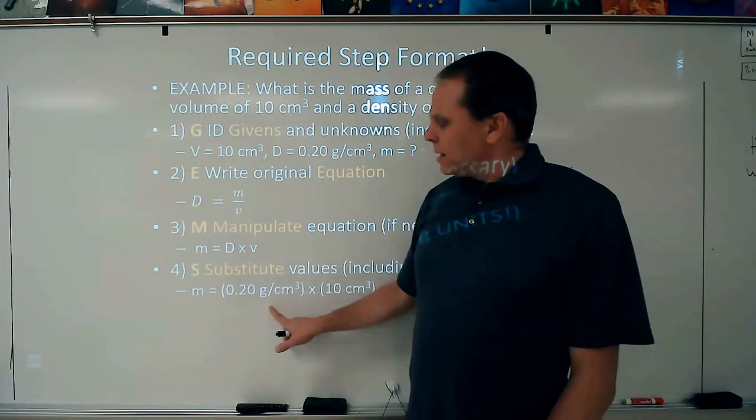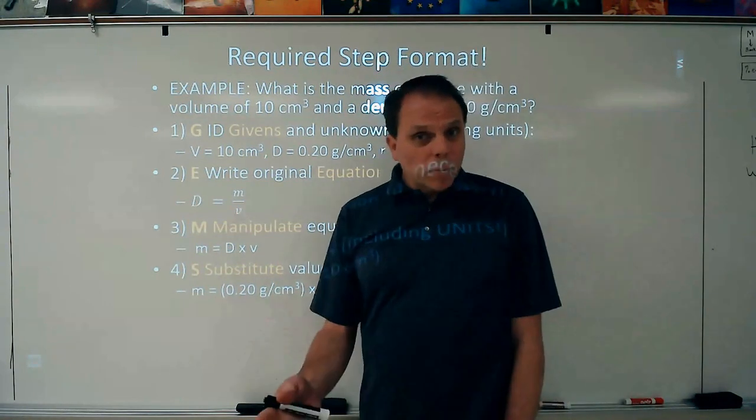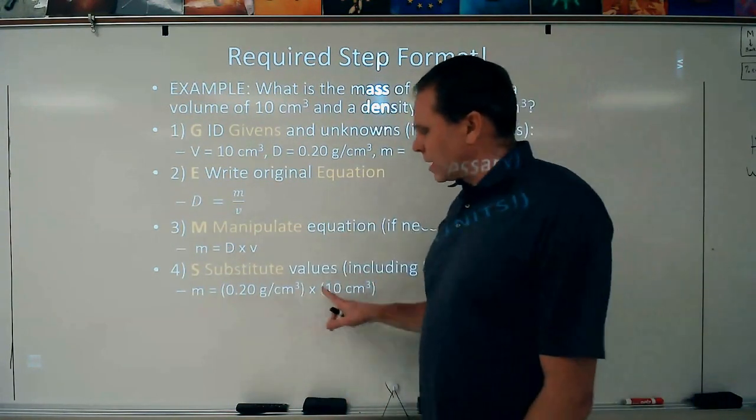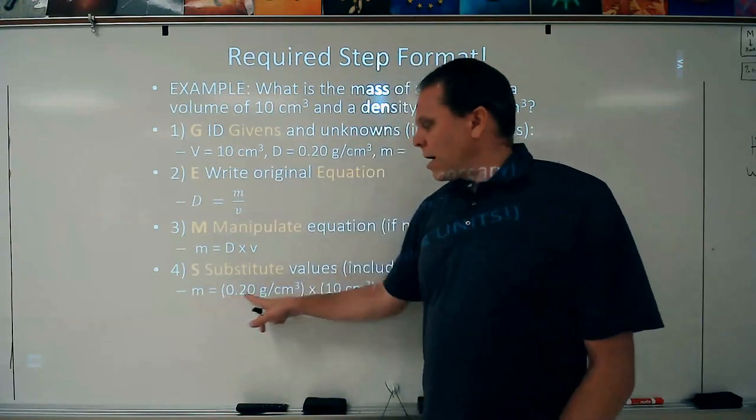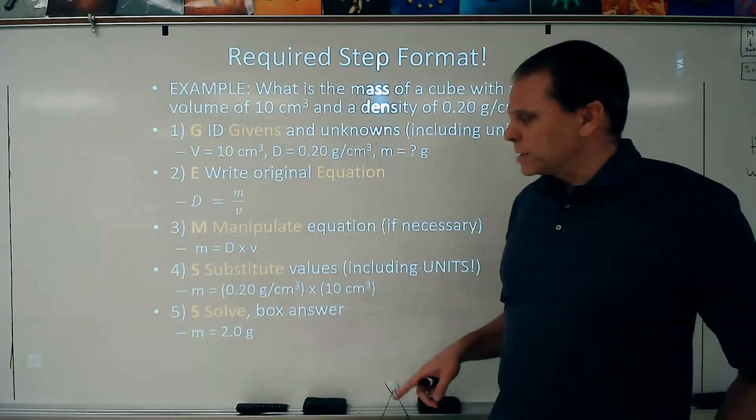So my D needs to have density in it with units. Do not forget the units. You're going to lose points if you don't show units. And then my V, 10 cubic centimeters. Again, don't forget the units. So now that's my substitute value. And now I go to the next step, which is to solve.